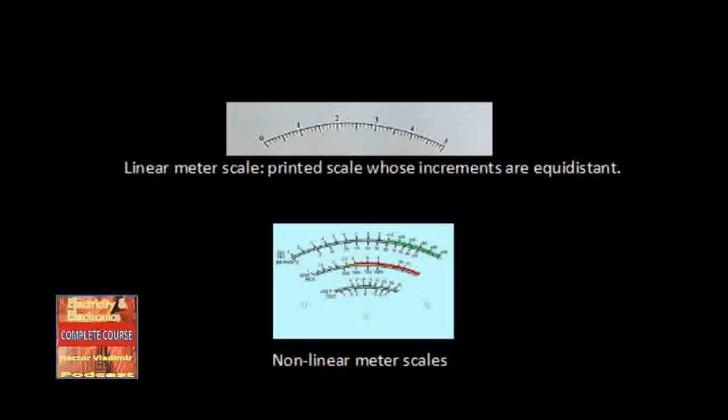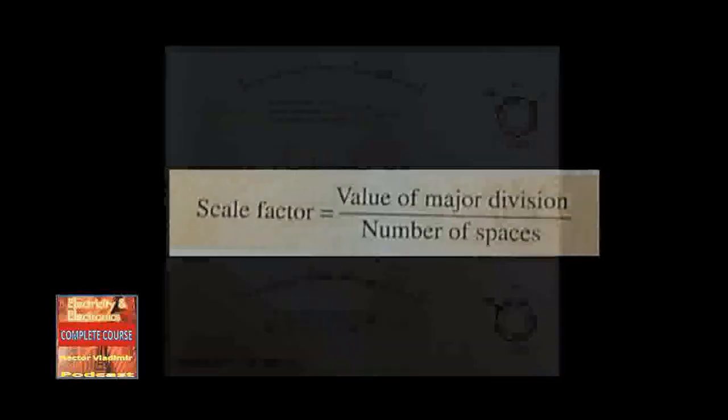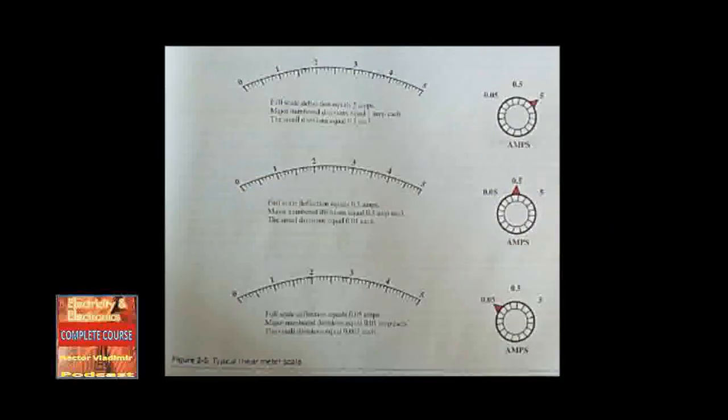The dial on the right of each scale, figure 2-5, is the range selector. The range selector must be correlated to that scale to determine full scale deflection. The formula for scale factor is as follows. Scale factor equals the value of major division divided by the number of spaces. Study figure 2-5. Note that the value of each division changes as the range selector changes.